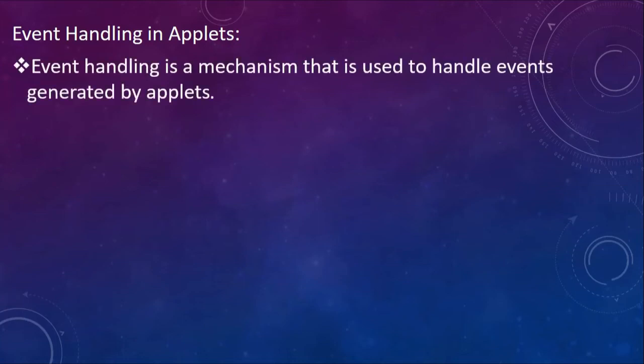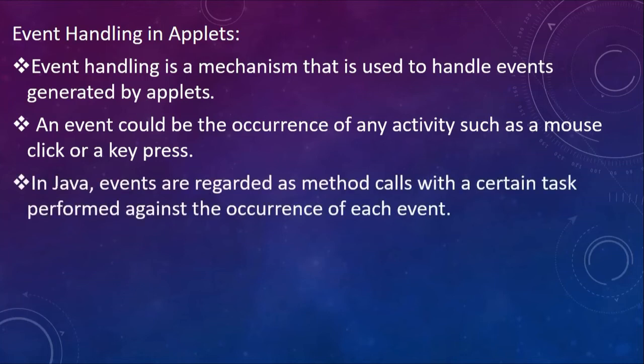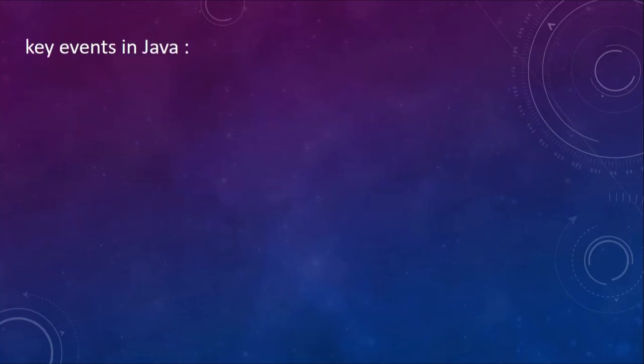Event handling is a mechanism that is used to handle events which are generated by applets. An event could be the occurrence of any activity such as a mouse click or a key press and so on. In Java, events are regarded as method calls with a certain task performed against the occurrence of each event.